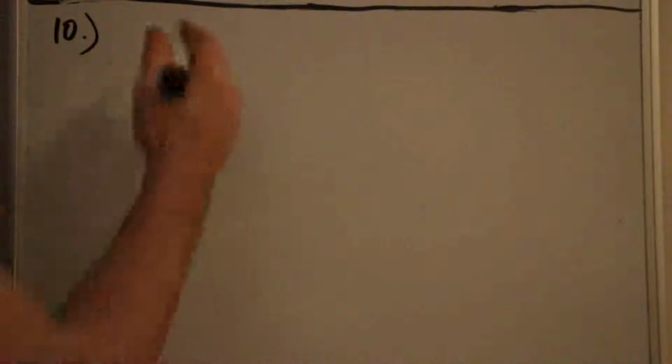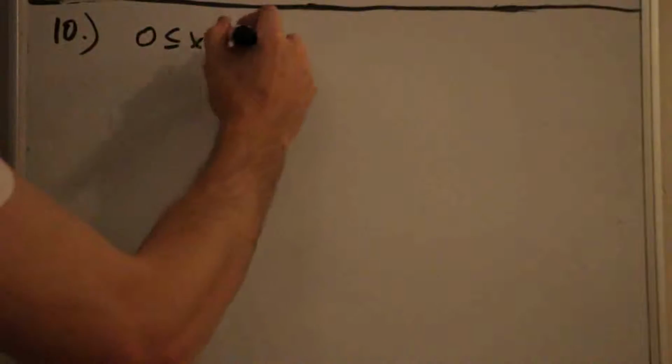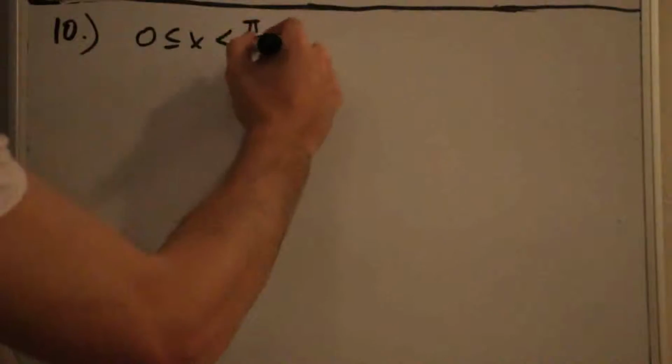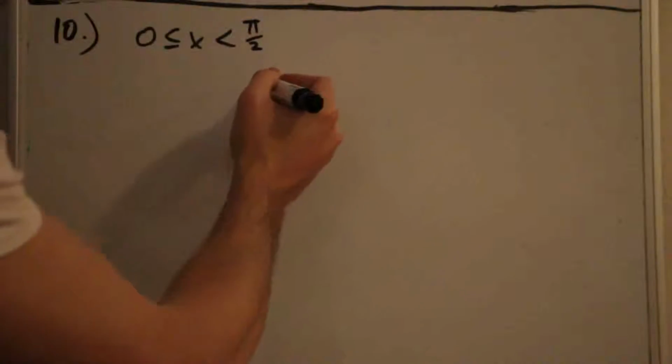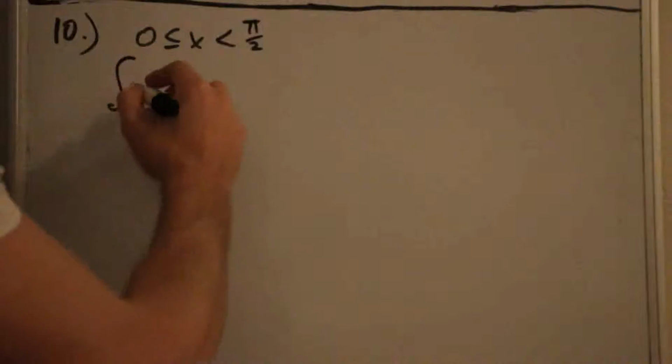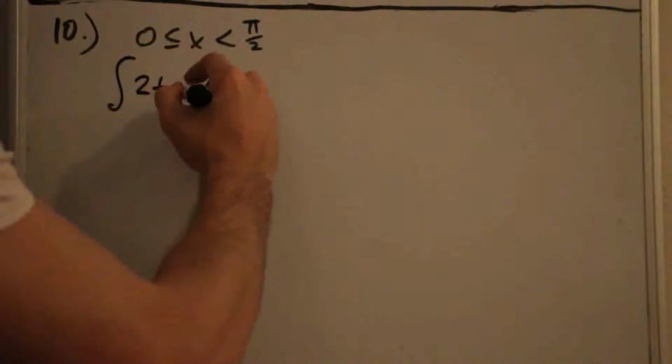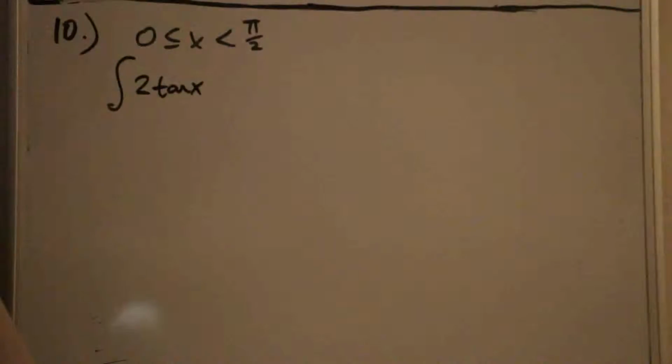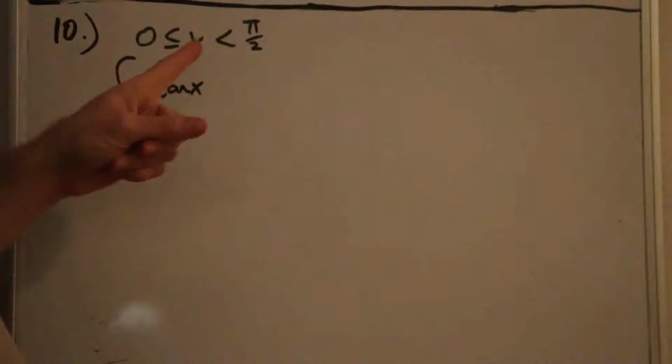For 0 is less than or equal to x is less than pi over 2, an antiderivative of 2 tan x is, well, antiderivative is just integral. So I just take the integral of 2 tan x. Now, you might get confused and think that means the antiderivative with bounds 0 to pi over 2, but that's not what they're asking for.